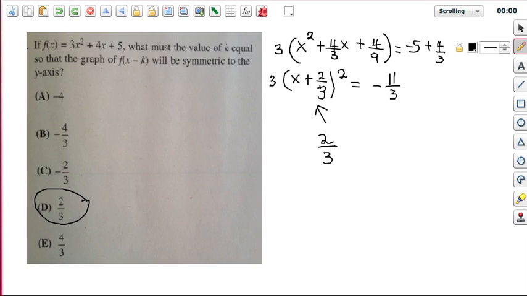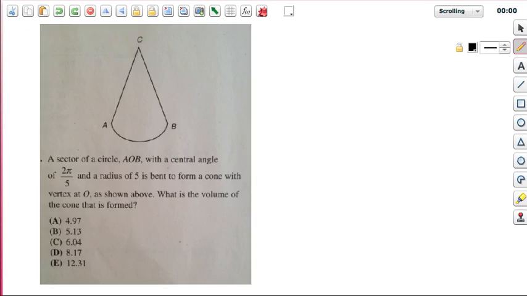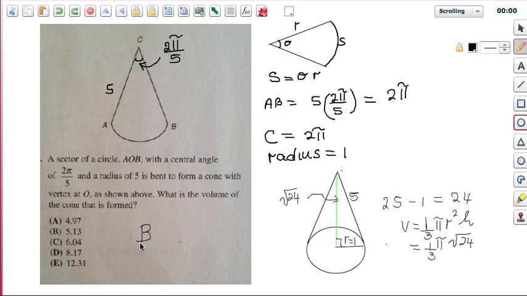Moving on to the next question. Pause your video and try this. The answer for this question is B, 5.13. You can go through this.